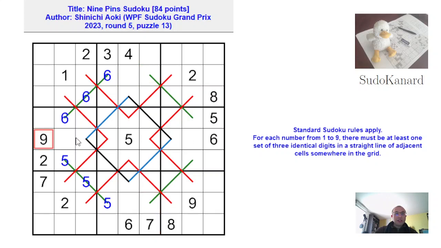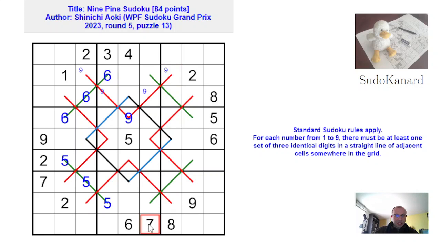Well, 9 is constrained as well. 9 sees all of this. 9 sees also the green pins, so 9 won't be on those. 9 won't be on this red pin either. 9 won't be on those, it won't be on the green, so 9 will have to be on this red pin here, but the orientation still has to be determined.